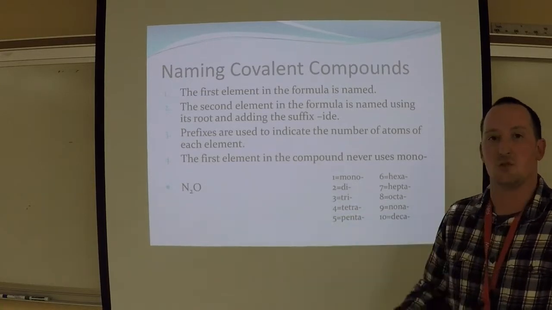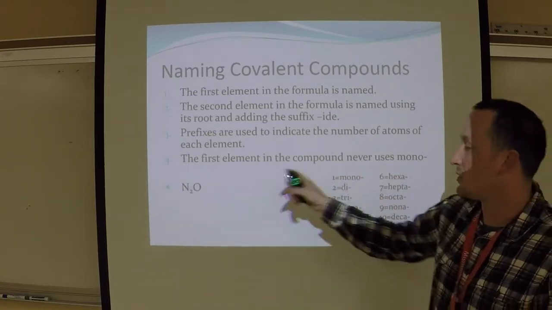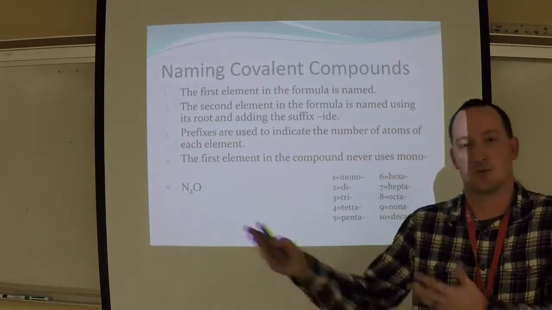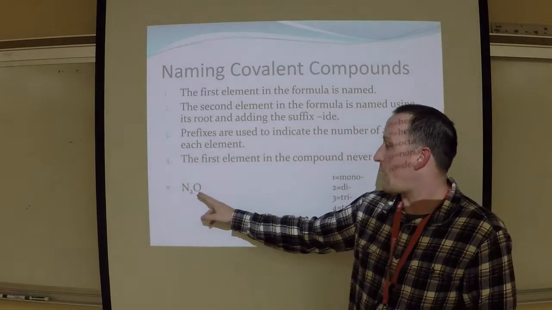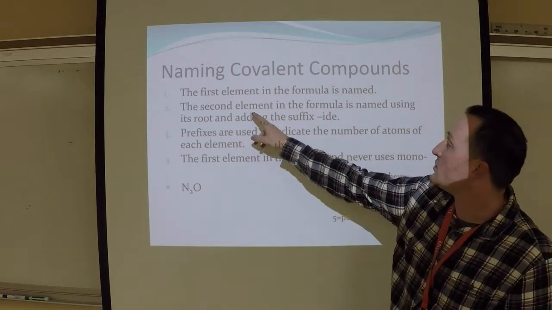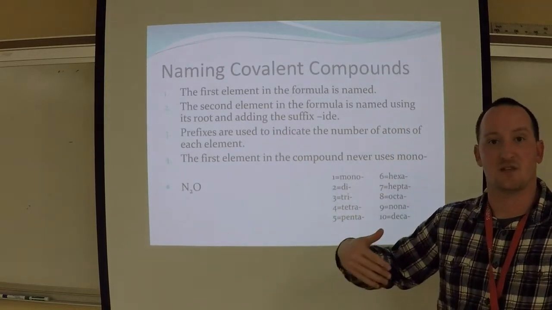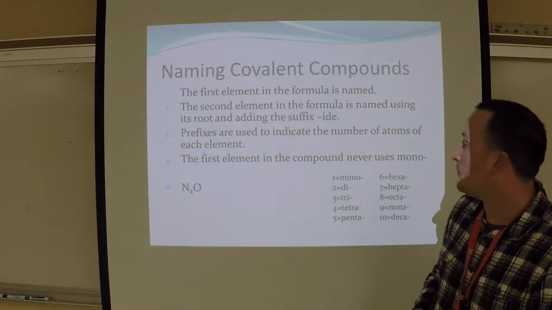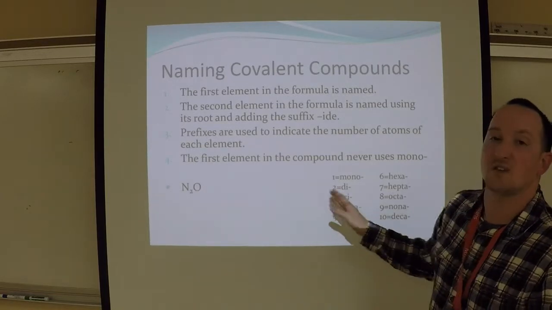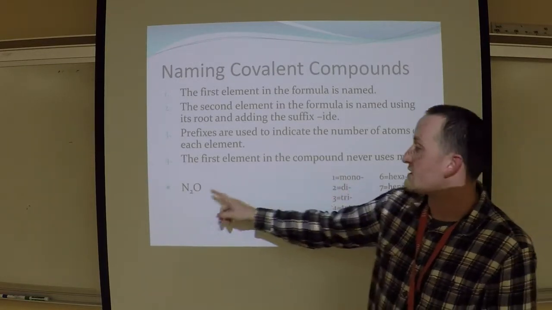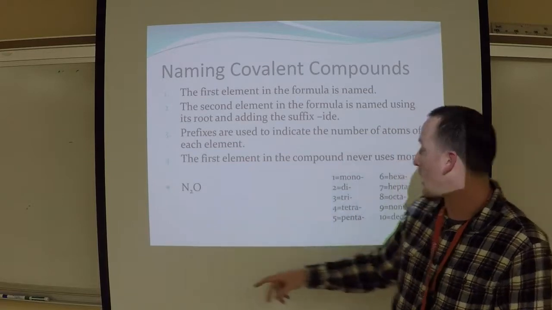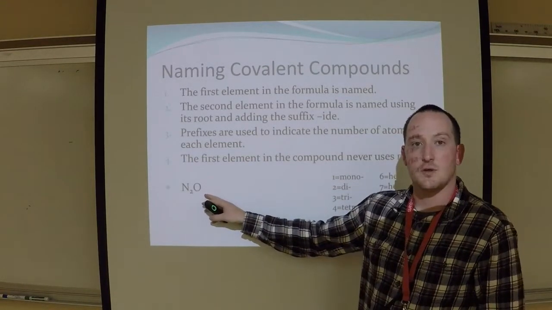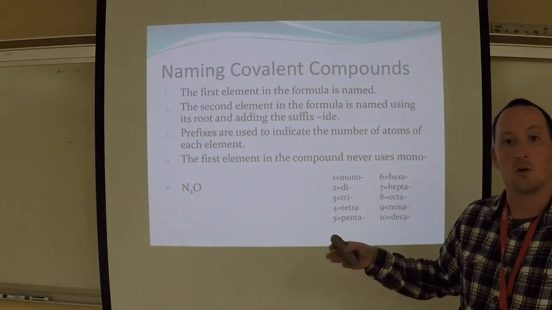So let's say we have N2O. Basically, I'm going to name my first element. N is nitrogen, so I name that. Then I have O, so I need to change the ending of my second element to "ide." So it's going to be nitrogen and oxide. But I'm going to use prefixes to say how many there are. Because I have two nitrogens, I'm going to write dinitrogen. Then on my oxygen, I would write monoxide.